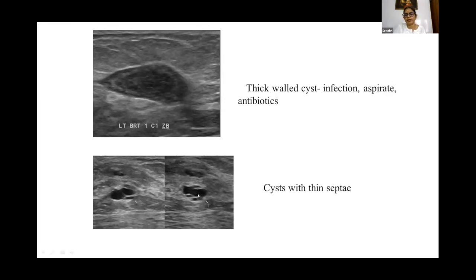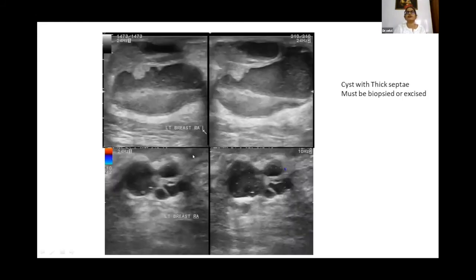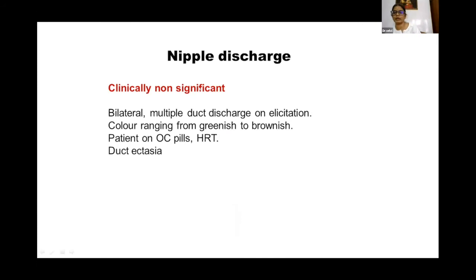And you find cysts with thin septae like this. This again can be ignored. But if you find a cyst with thicker septae, this obviously needs to be investigated further. This could be a cancer lurking in here, so that should be investigated. And obviously a growth within a cyst needs to be biopsied. It could be a papilloma or a cancer.